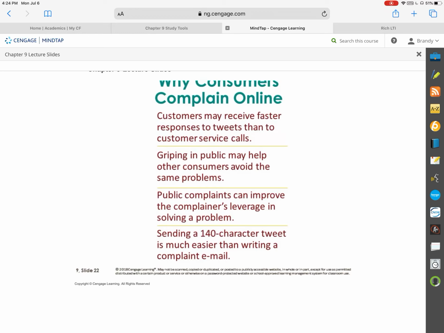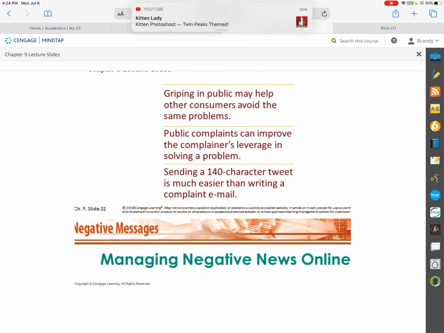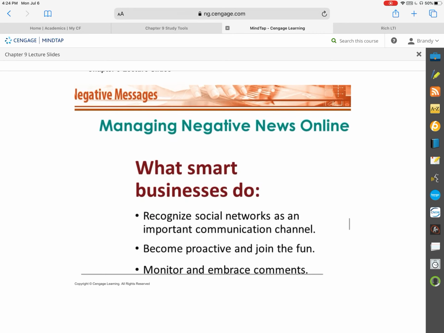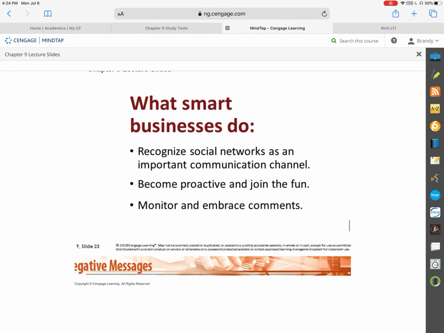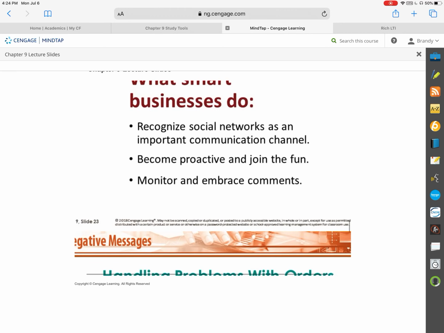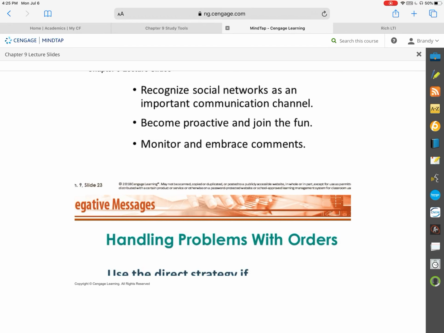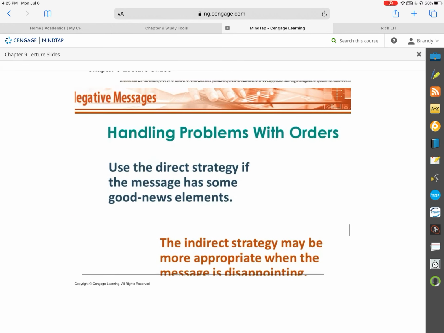They can use that public complaint as leverage a lot of times, and it's a lot easier to get on and send a 140 character tweet than it is to wait online, or wait on the phone, or to come up with a good email. Smart businesses know they have to recognize the importance of this communication channel. They've got to be very proactive, join in the fun, embrace the comments, know you're going to get negative comments, monitor them, and answer them as quick as you can.